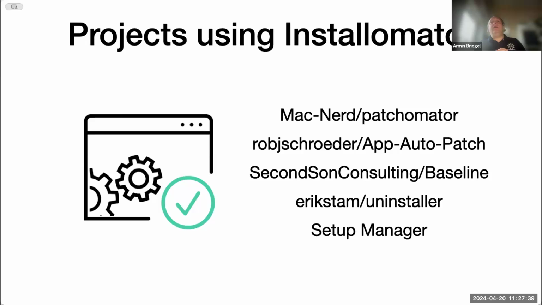Another thing that is really cool is there are now tools that use Installomator to do other cool things. We have 2 tools called Patchomator by Charles Mangan and App Auto Patch by Rob J. Schroeder, which will go through a list of applications on your client and check if they need updates. And if they need to, they will update them. They use Installomator as the mechanism, but they put a script around or on top of that to coordinate the other functionality.